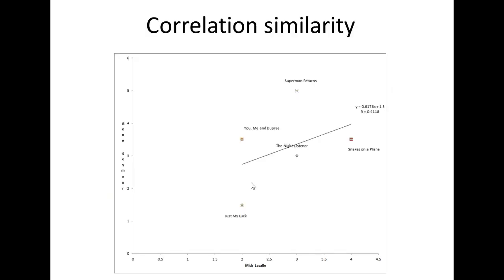But let's go a little bit further. Namely, there are very many different similarities that can be defined. And one that particularly helps us out here is correlation similarity, next to the Euclidean one. So what we do is, we've done a different graph. On the x-axis there are Mick Lasalle's grades, and on the y-axis Gene Seymour's. And we've put all the movies here. So for instance, Just My Luck gets 2 from Mick Lasalle and 1.5 from Gene Seymour, and so forth. So we've drawn all the movies down here.